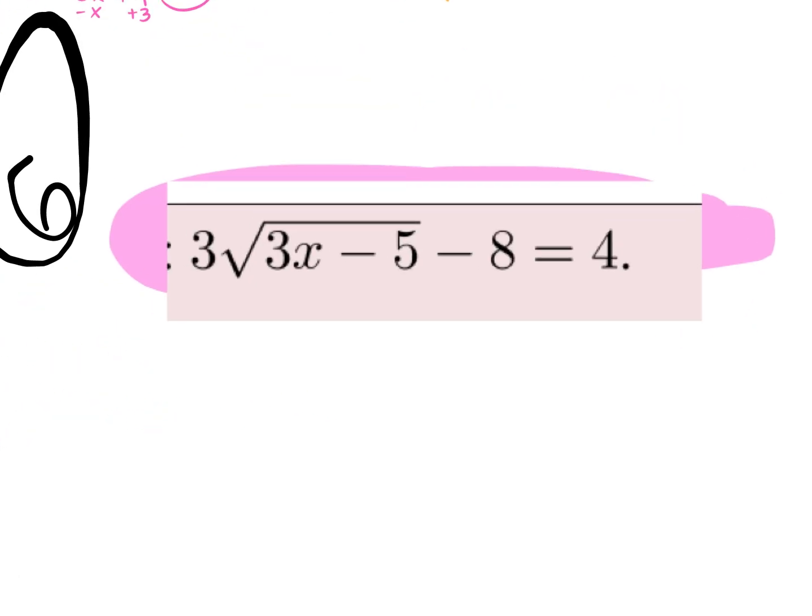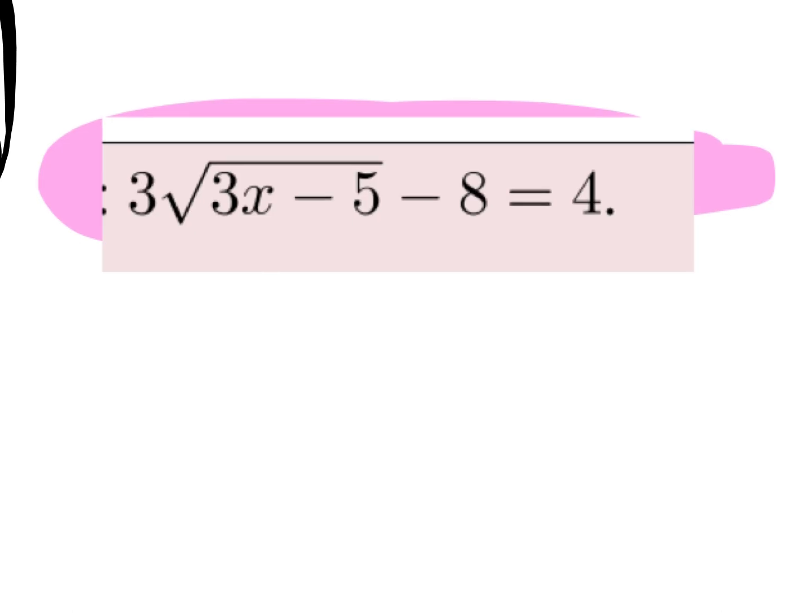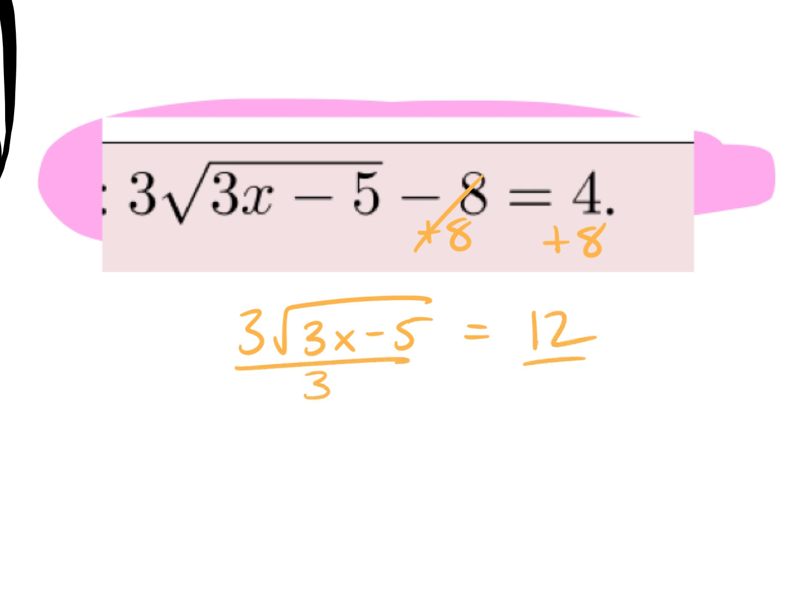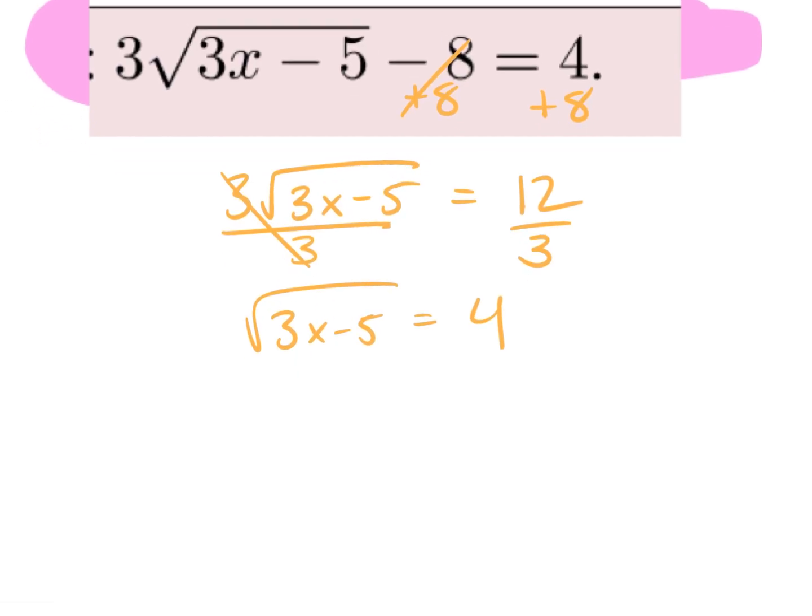What should we do first for number 6? Add 8. So 3 times the square root of 3x minus 5 equals 12. What should we do next? Divide by 3. So the square root of 3x minus 5 equals 4. Then what? Square both sides. So the square root and the squared cancel. So 3x minus 5 equals, what's 4 squared? 16.